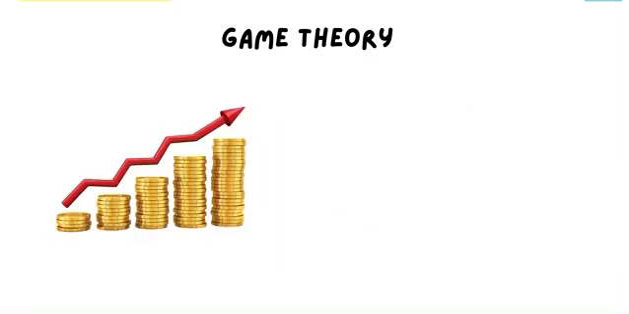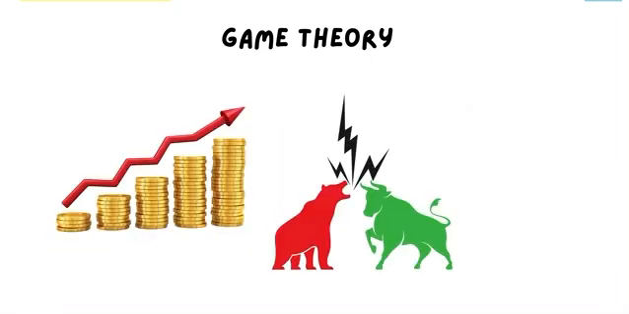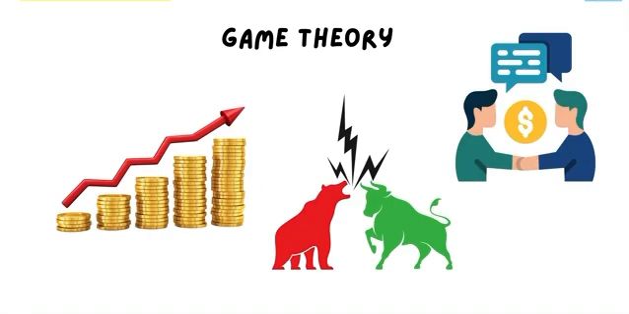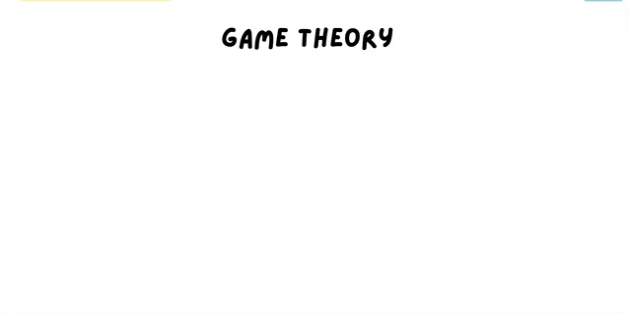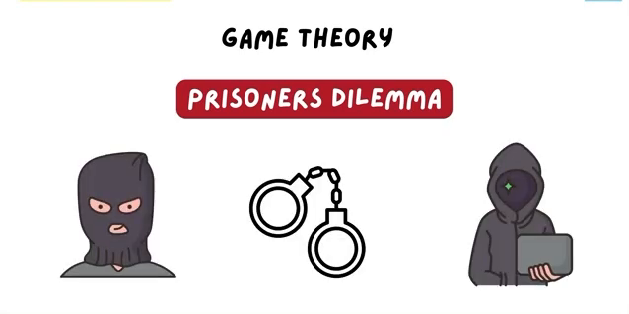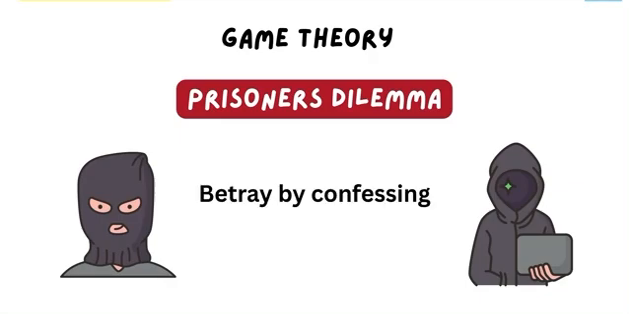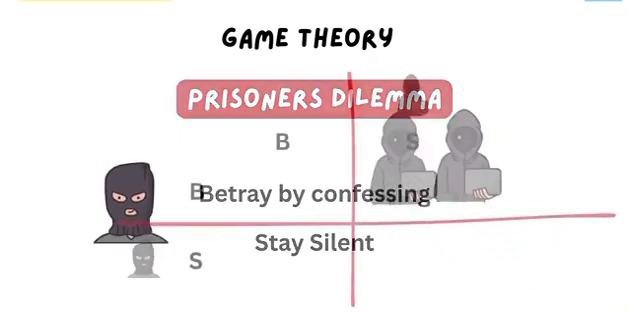It's how companies set prices, how animals compete for food, and even how negotiations work. A famous example of game theory is the prisoner's dilemma, where 2 criminals are arrested and interrogated separately. Each must choose whether to betray the other by confessing or stay silent, which means to cooperate.